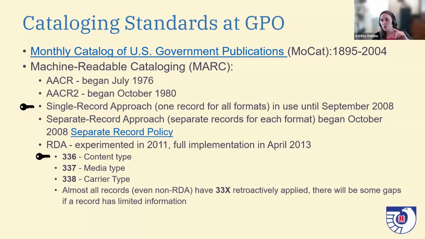Single record approach was used by GPO until September of 2008. That means that if there's one catalog record that covered the paper format, the microfiche format, and the online format, or whatever formats actually existed, we had one catalog record for all formats. This is creating a problem for some of you who are on the newer catalog systems or have a new discovery layer and your systems are having problems filtering those records correctly.